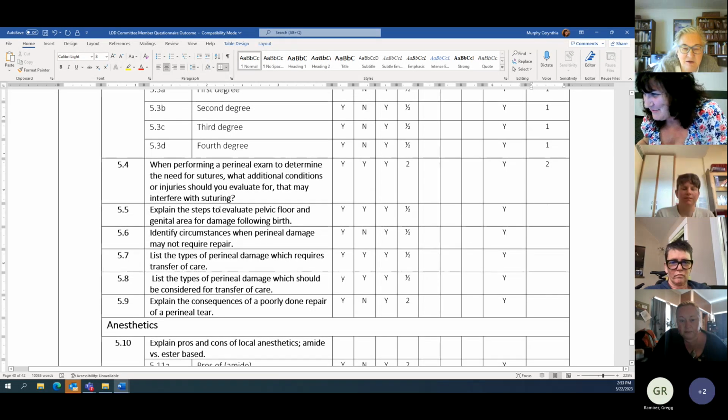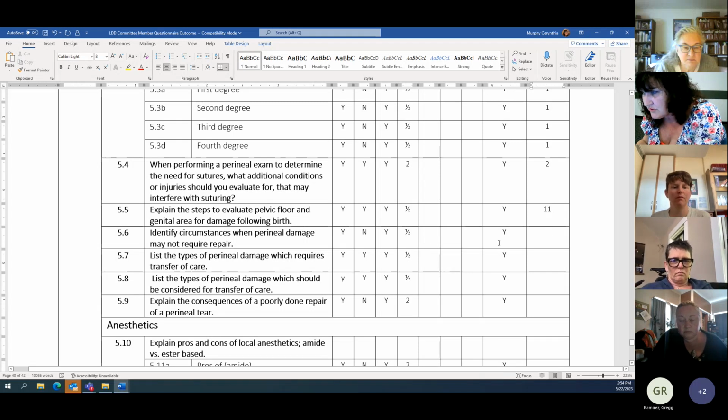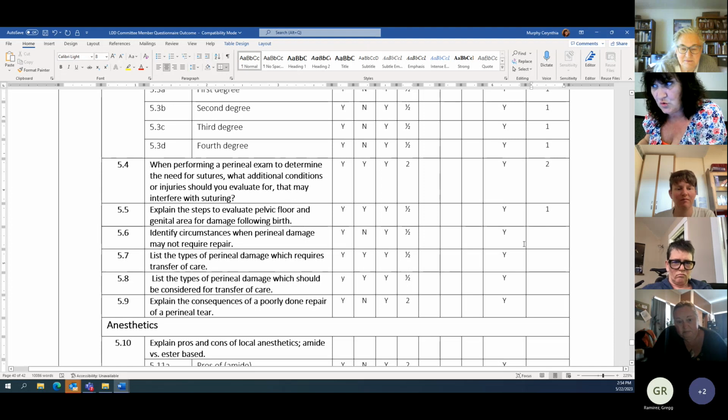Okay, explain the steps to evaluate pelvic floor and genital area for damage following birth. We're on a 1 there. Okay. Circumstances when perineal damage may not require repair. We're 1 or 2. Well, we don't need 11. 1. That was kind of 1 or 2. 2, maybe.